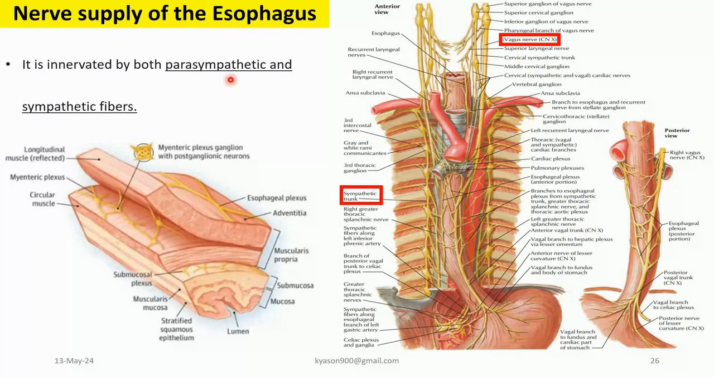So I want someone to tell me what will be the effect of the parasympathetic fibers on the esophagus. What do you think? Anyone to tell us? Let's hear from Agnes.